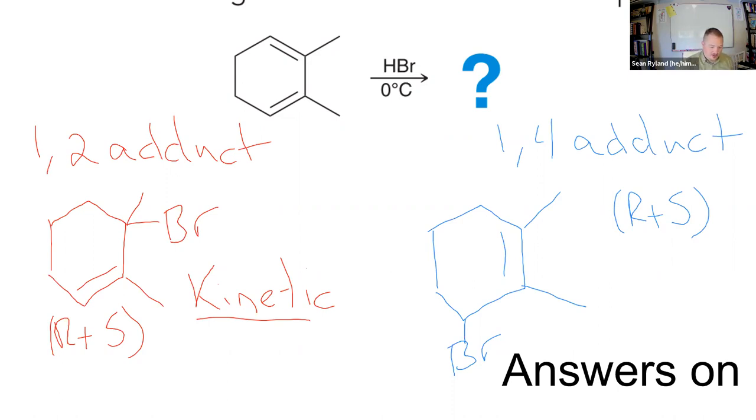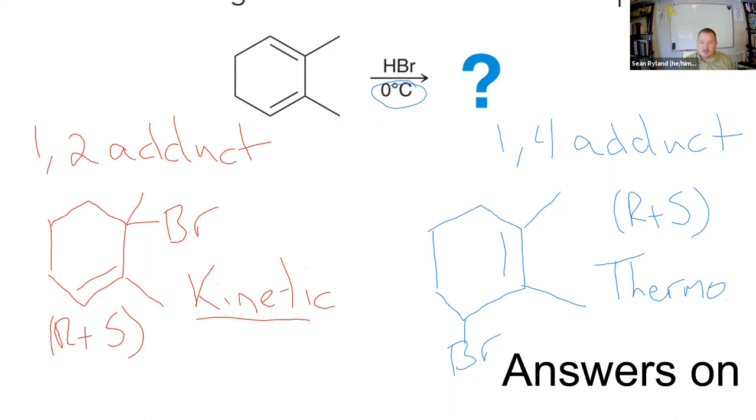Which one's the thermodynamic product? What's our rule for that one? The more substituted alkene, so that'd be the blue one. So if it had enough energy to get there, we would expect most of our product to be in the form of the 1,4 adduct. But if it doesn't have enough energy to get there, if we're at a low temperature, we're going to make mostly the kinetic product. So at 0 Celsius, we can usually assume that anything colder than room temperature is going to be favoring the kinetic product.